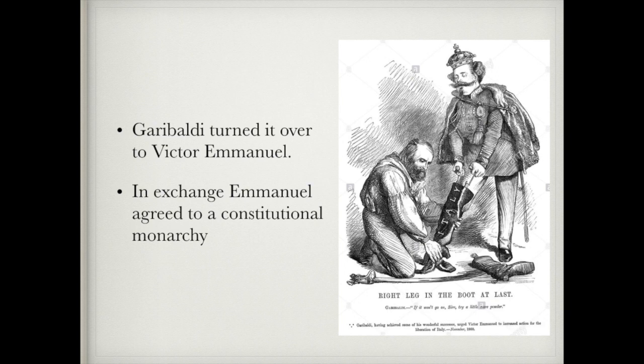If we look at the political cartoon here, we see the line at the bottom, "right leg in the boot at last." Okay, the boot is obviously a symbol of Italy. We even see the word Italy on there. We see Garibaldi on his knees. He's laid down the sword. That's significant because Garibaldi was known as the sword of Italian unification because he was a man of action. So he's laid down his sword to help the new king of a united Italy put on the boot and wear the power at last.